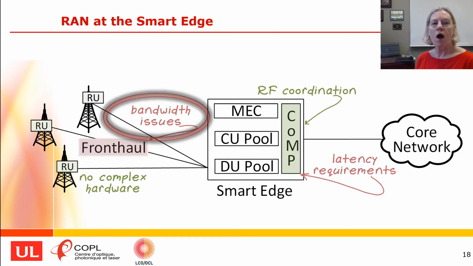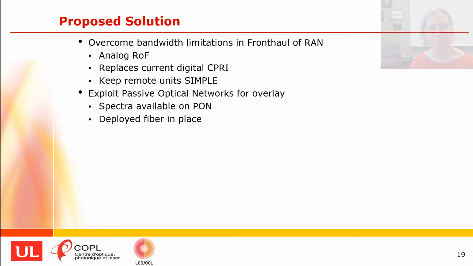So what goes wrong when I move to this radio access network at the smart edge? And that's what I call bandwidth issues. So now that my optical fiber here has to carry radio signals, if I do a conversion from analog to digital, I will have a big expansion in the required bandwidth. And that has been a big challenge in moving to radio access networks.